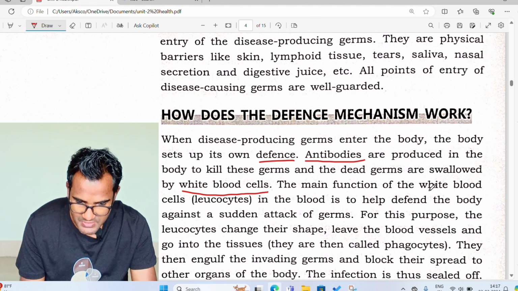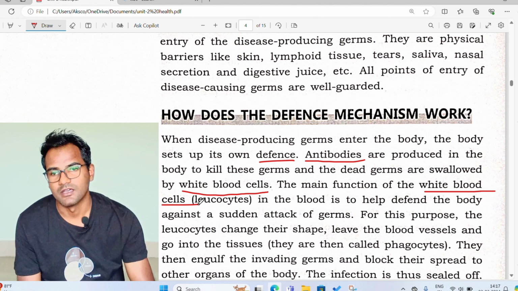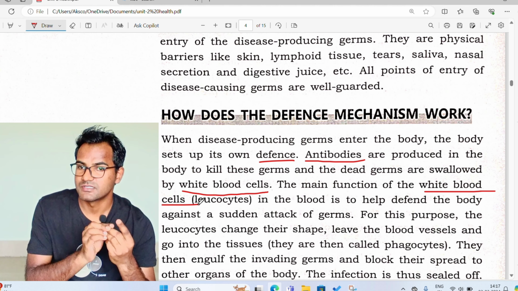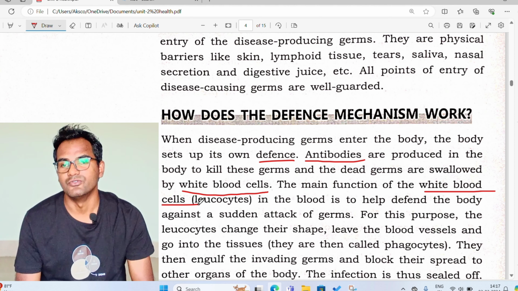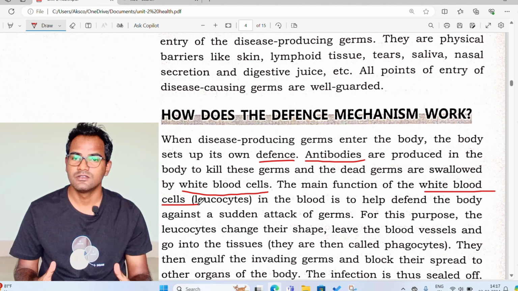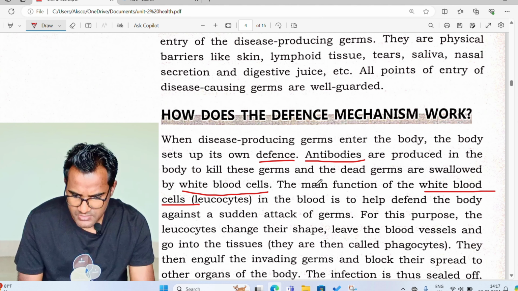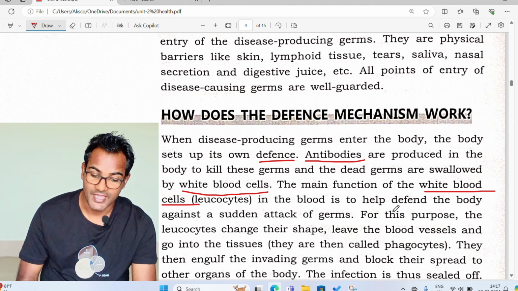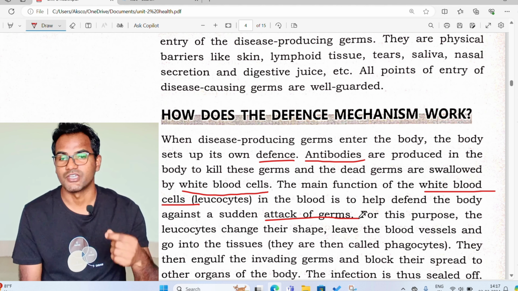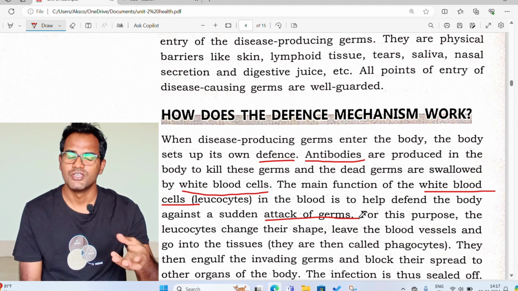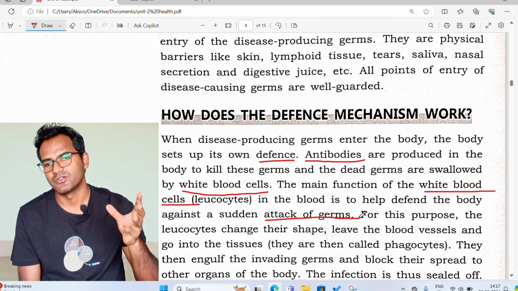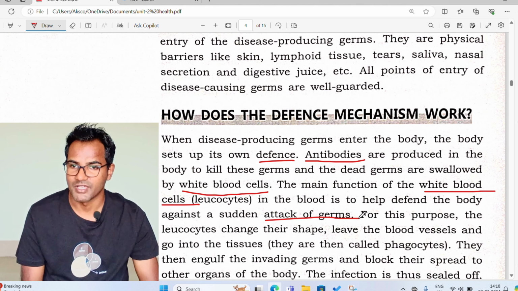Now, the main function of WBC, white blood cells: there are three names. White blood cells are also known as white blood corpuscles, and also as leukocytes. So WBC is known as white blood corpuscles, leukocytes, or white blood cells. The main function of WBC in the blood is to help defend the body against a sudden attack of germs. So whenever you get a disease, the doctor tries to check your immunity, whether you have enough WBC in your body or not. Why? Because these WBCs will fight against the microorganisms.